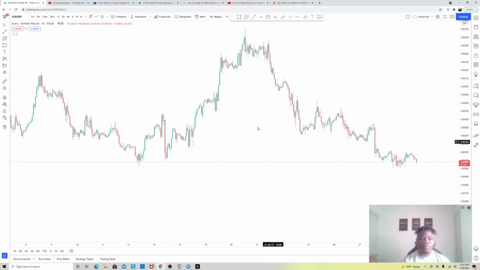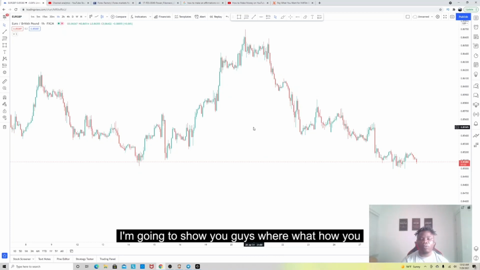So now I'm going to show you guys how you can identify your supply. You're going to see that when you have those zones on your chart, most of the time price is always going to come back and either tap your supply or demand zone, or get to your supply or demand zone and start ranging before it eventually breaks it either to the downside or to the upside.